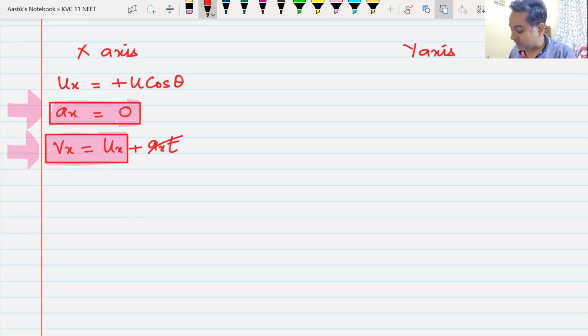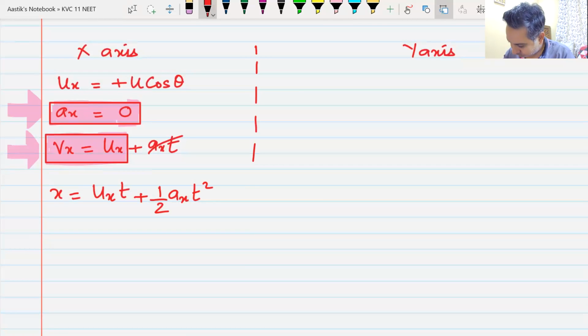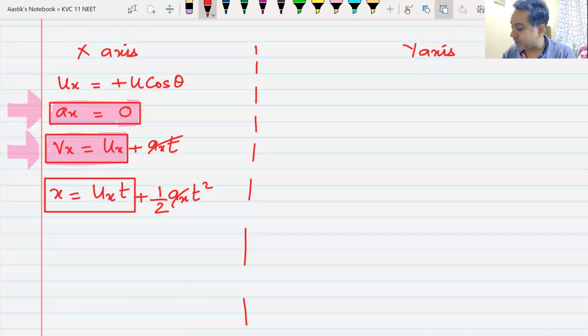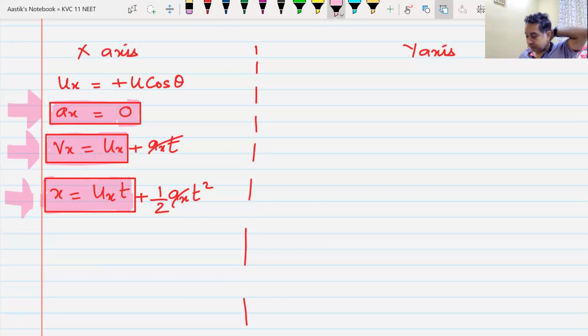Then if I have to write out the third equation, x will be equal to ux into t plus half ax into t square. This part goes away. So I will have this equation, the third equation that I must remember for x, the distance along x-axis will be equal to ux into t. Do we understand this?